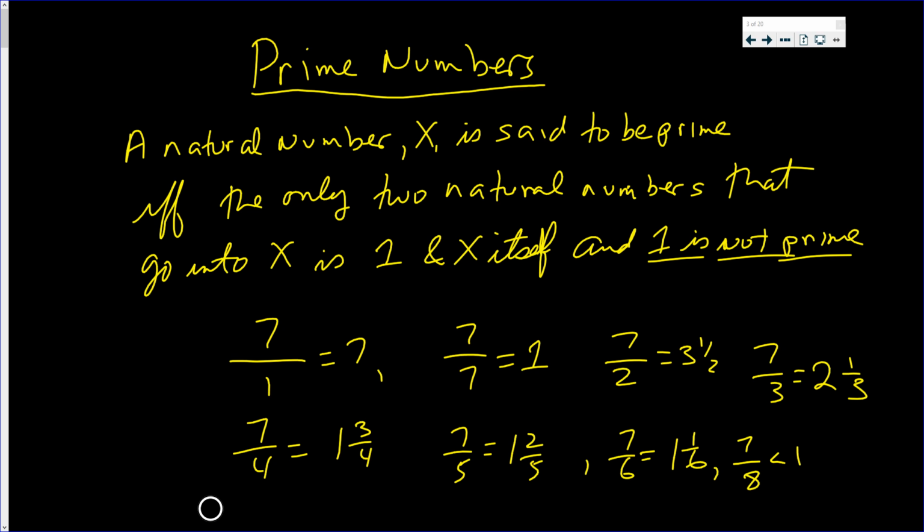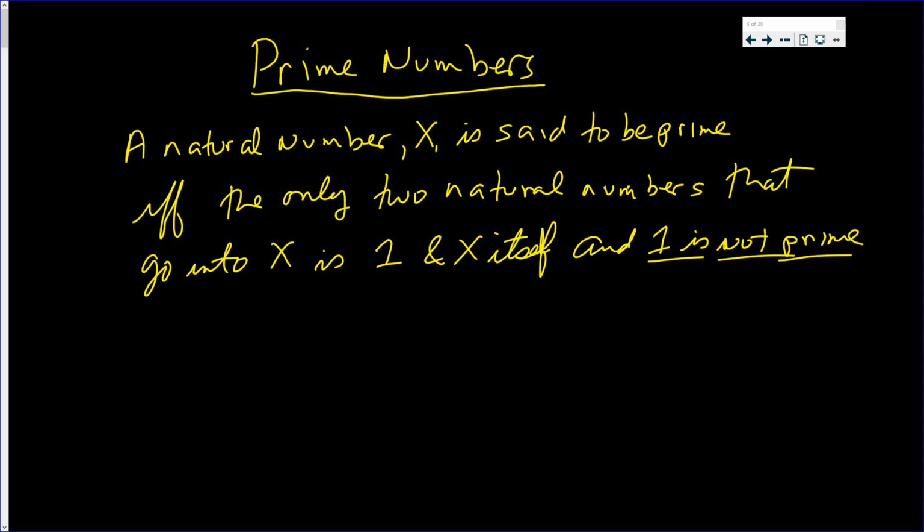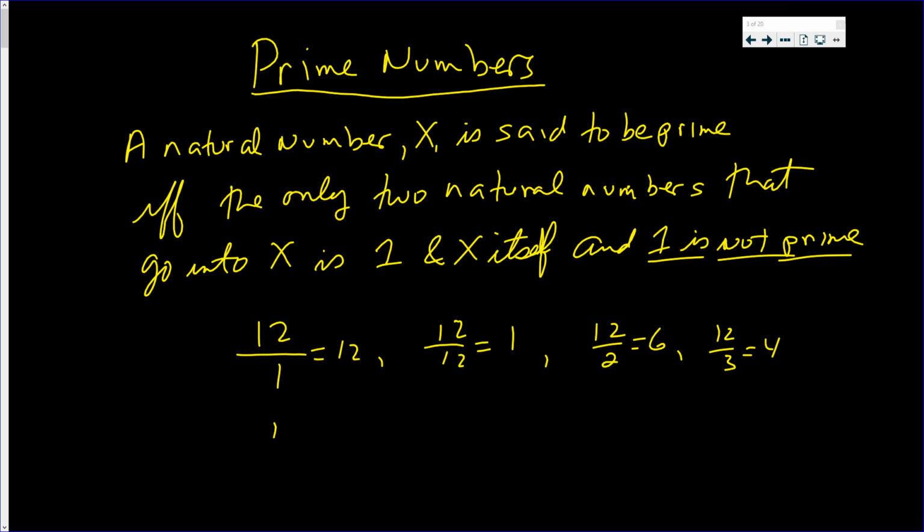However, the number 8, let's say 12. The number 12 is not prime. Yes, 1 goes into 12. That's always going to be true. 12 goes into 12, but so do other numbers. 2 goes into 12 evenly. 3 goes into 12 evenly. 4 goes into 12 evenly. And 6 goes into 12 evenly. 12 is not prime. And 1 is not prime either.